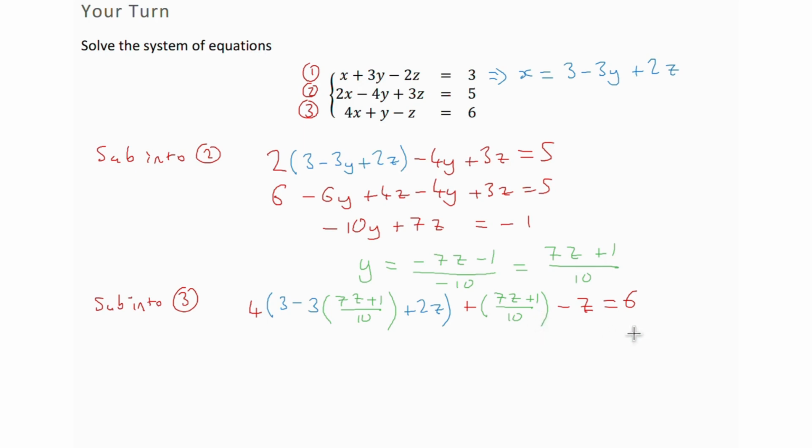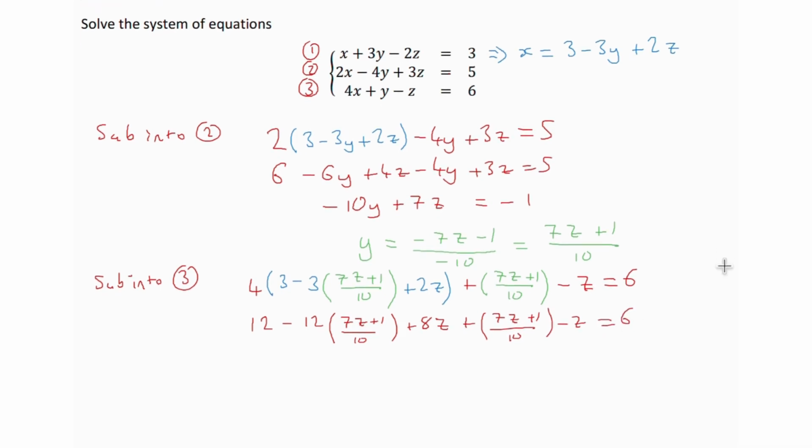There was a slightly different approach here. Rather than doing this, we could have taken 3 and rewritten 3 as y equals and then substituted it into here. That would also have worked. But let's carry on with this, and then maybe we can have a look at that other approach in a minute. So expanding this, we're going to get 12 minus 12 lots of, I'm just going to leave this as this for now, plus 8z, plus, and again we'll leave this as this for now, 7z plus 1 over 10 minus z equals 6.